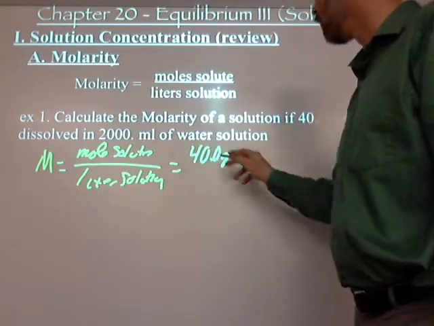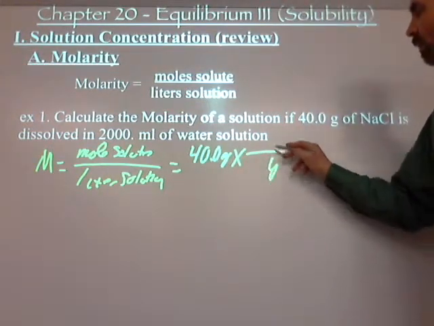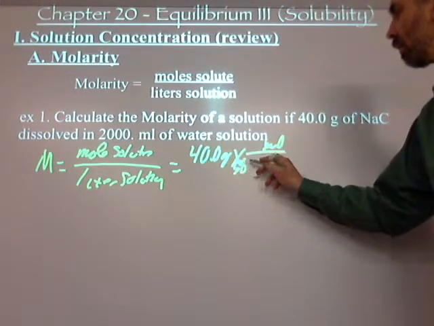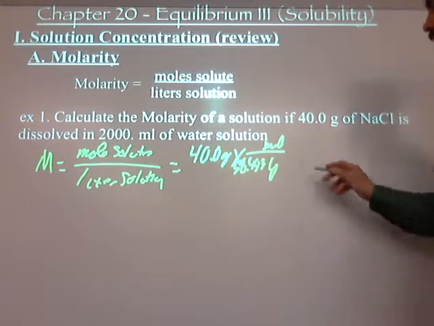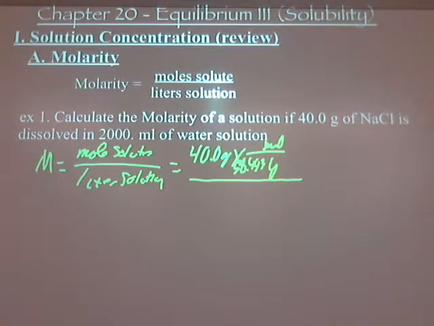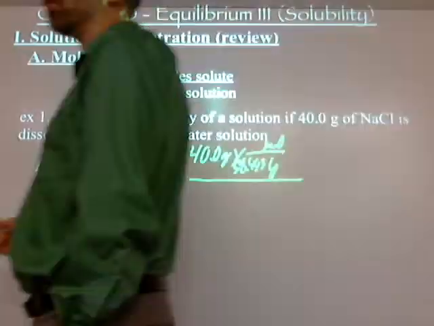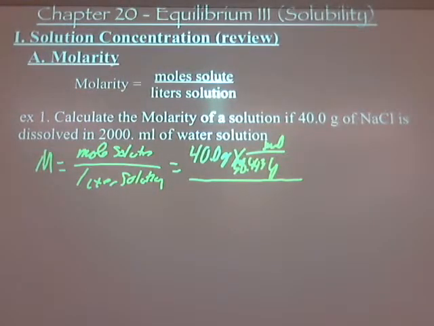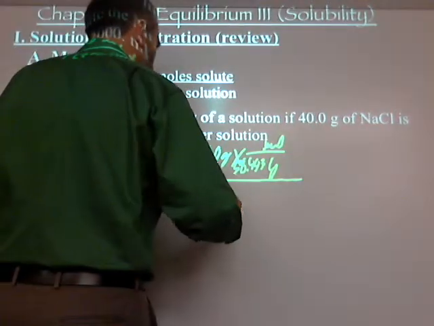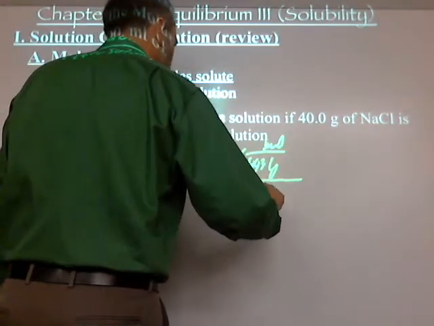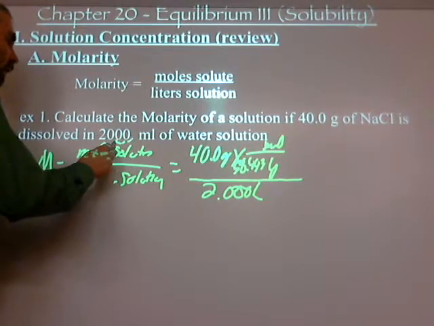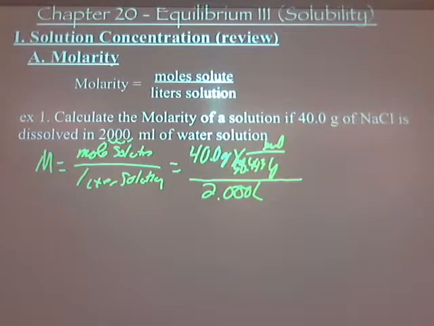40.0 grams, I got to convert to moles. Everybody knows how to do that. Grams on the bottom, moles on the top. Salt is sodium and chlorine, 58.443, if you add them up. And that's your numerator. So you simply convert your numerator from grams to moles. Now, the second part, the denominator, is how many liters of solution you have, and that's going to be 2.000 liters. Because milliliters, I hope by now you all can convert that in your head without doing it the long way.